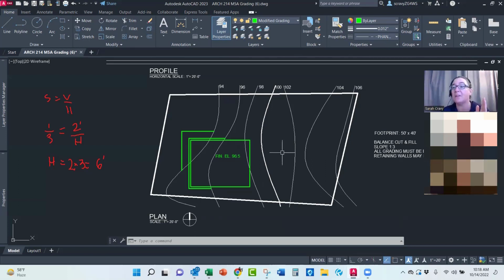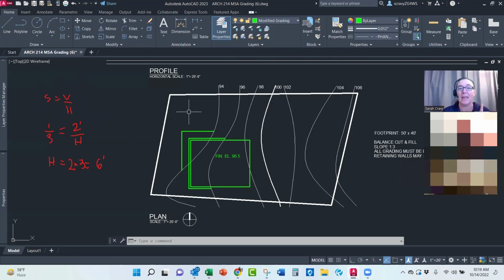And so that means we're cutting if we do that. If we move a contour uphill, we're cutting. If we move it downhill, we're filling. Excellent. And how far should we move it uphill, remembering that our finished elevation is 96.5? Half a foot? Are you sure? No, 2 foot. Okay, let's do the S equals V over H calculation.